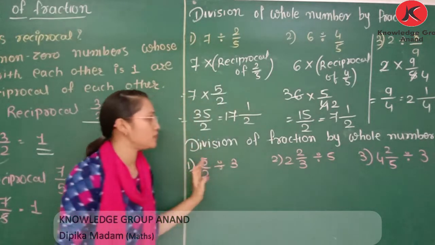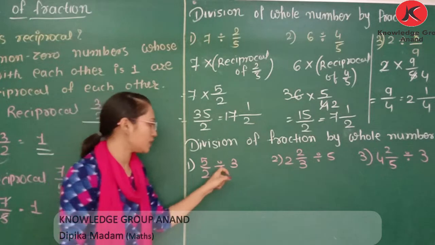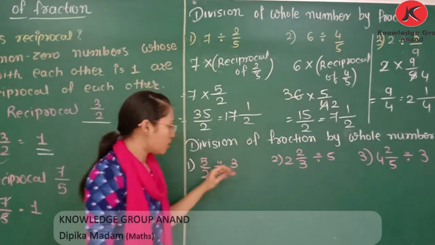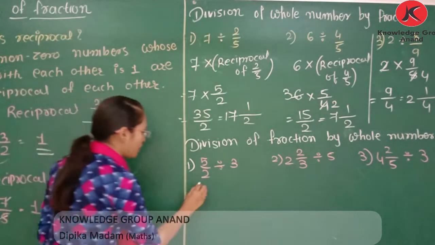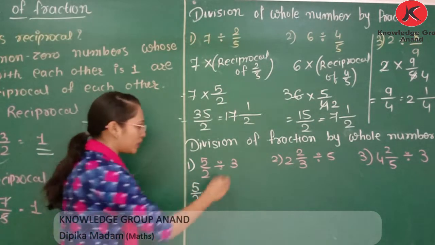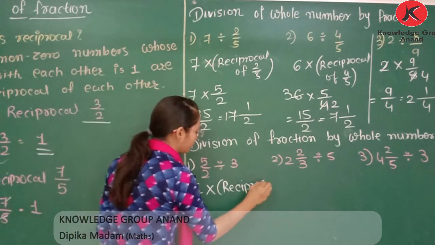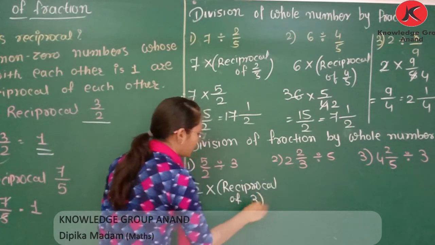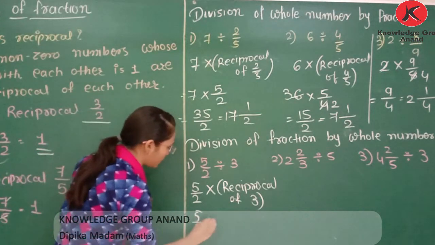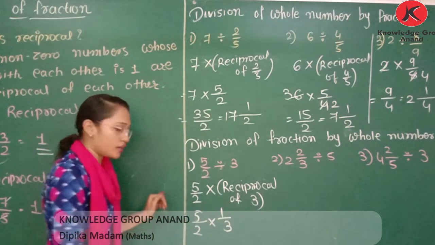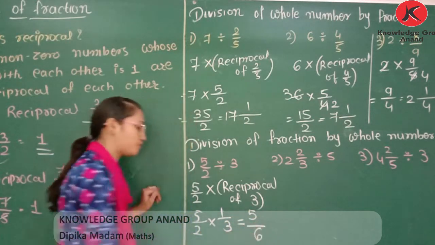Next part is division of a fraction by a whole number. In the first example, 5 by 2 is the fraction, divided by the whole number. So again we need to apply the same concept of reciprocal and division. Here what you have to write: 5 by 2, division converted into multiplication by writing the reciprocal of 3. Now what is the reciprocal of 3? It is 1 by 3. So 5 by 2 multiplied by 1 by 3.